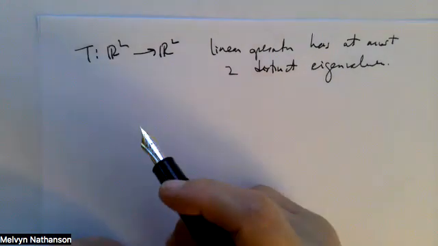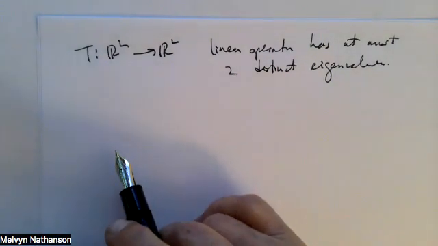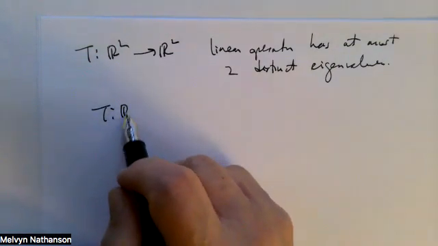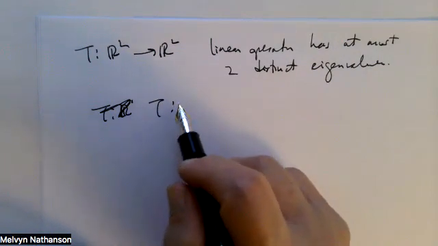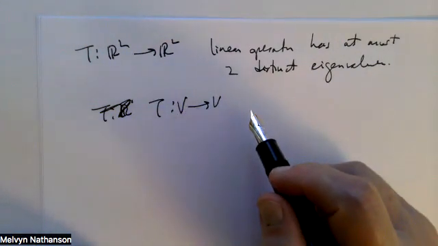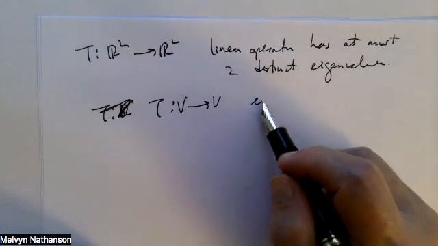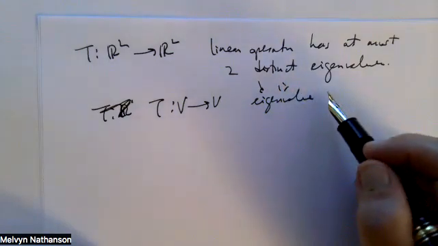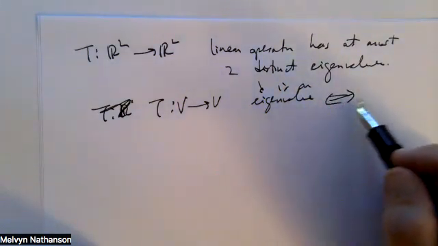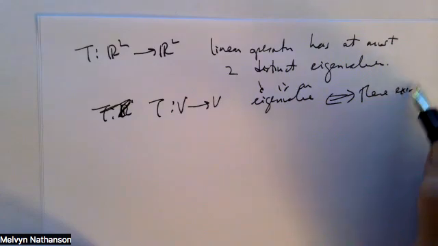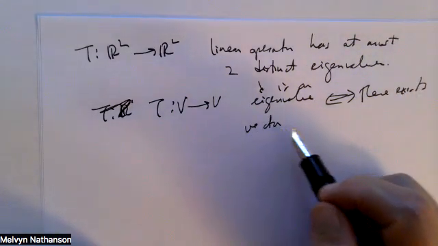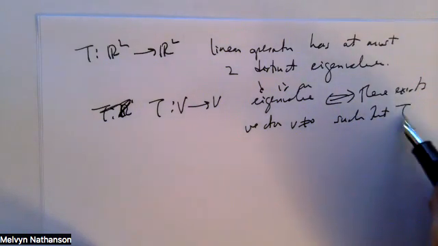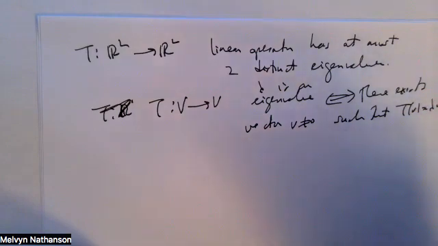And how can we find these eigenvalues? Well, let's take a look. In general, suppose T is a map from a vector space V to itself, and let's say lambda is an eigenvalue if and only if there exists a vector V different from 0 such that T of V equals lambda V.